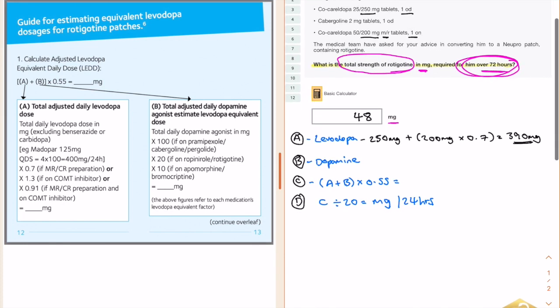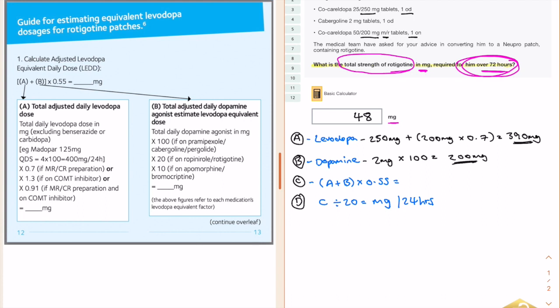So the dopamine agonist is cabergoline over here, and it comes as a 2 milligram preparation. So what we do is we say 2 milligrams multiplied by, and if you look in the box over here, it tells you that you need to multiply it by 100. So it's the total amount of dopamine agonist to take in a day in milligrams, times by 100 to give us our equivalent amount to levodopa. So 2 milligrams times 100, and that's 200 milligrams.